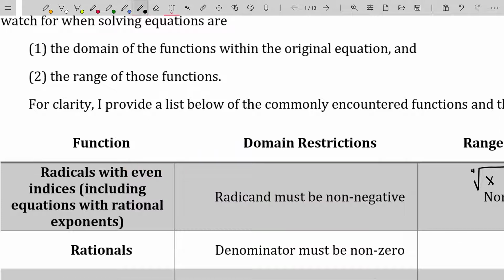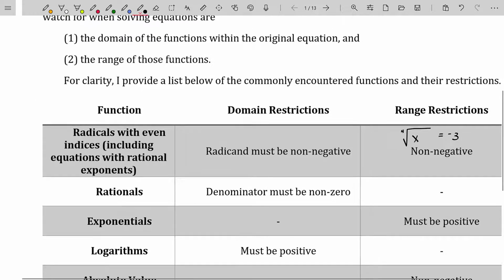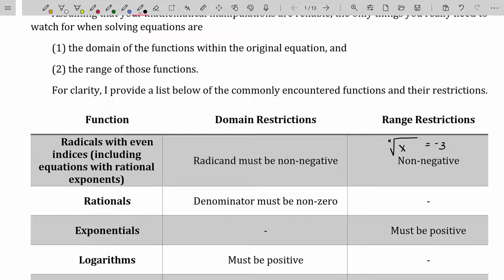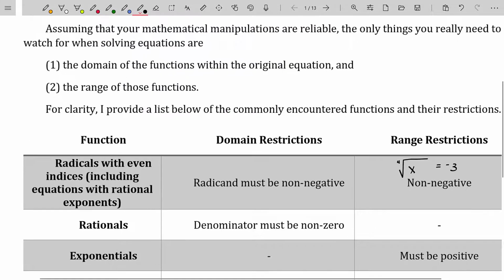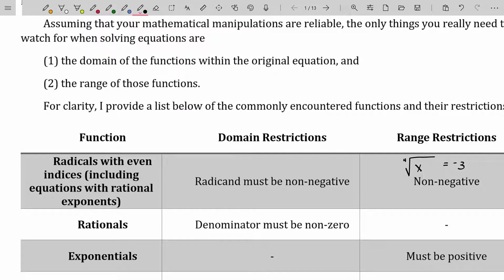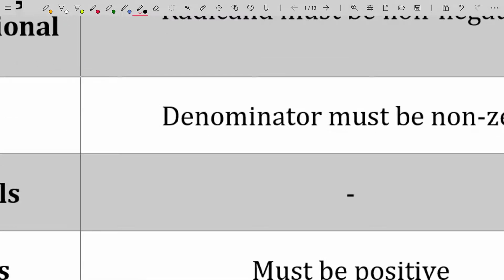Let's go ahead and take a look at the next styles of functions, and I'll just group them together: exponentials and logarithms. So exponential functions, well, they don't have domain restrictions. So if you have an equation involving an exponential, like 2 to the x equals some number, I don't really care what the number is right now. x can actually be anything. So our candidates for what x can turn into could be any real number we want.